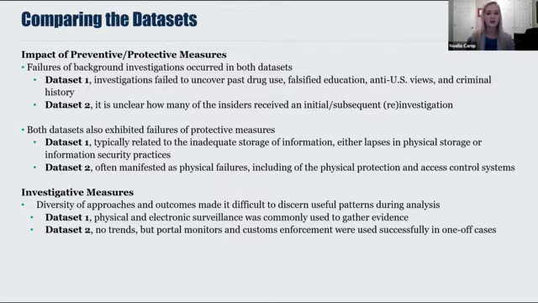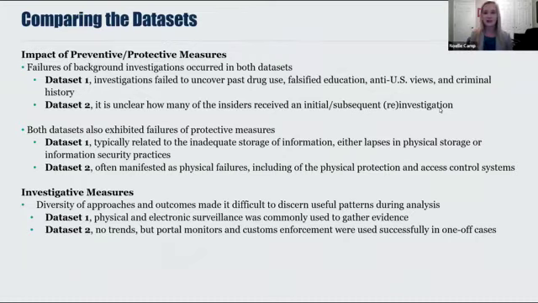Both datasets also exhibited failures of protective measures. In dataset 1, that typically related to storing information inadequately, whether that was lapses in the physical file system for information or information security practices for information that was stored online. In dataset 2, this more often manifested as physical failures, including failures of the physical protection system, as well as the access control system.